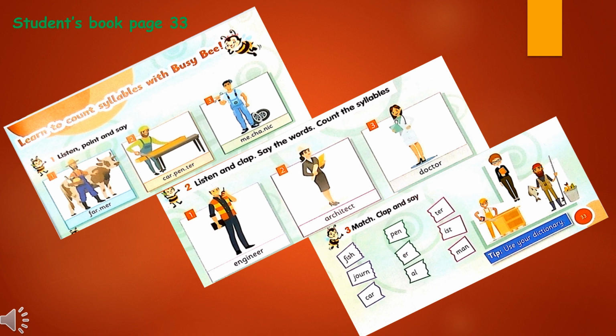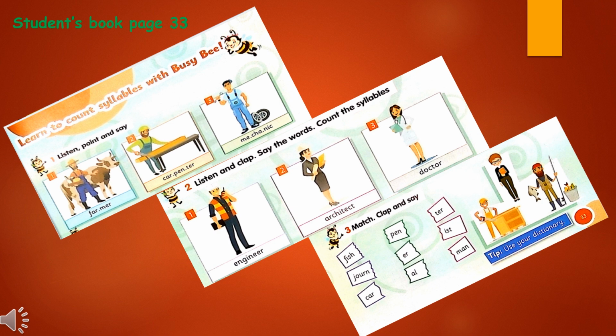In this page, we're going to speak about something called syllables. The syllable means that it's a part of the word. Maybe this word is of one part, or maybe of two parts, maybe of three parts. Okay? Can you see in exercise 1? We have three words. We have farmer, carpenter, and mechanic.